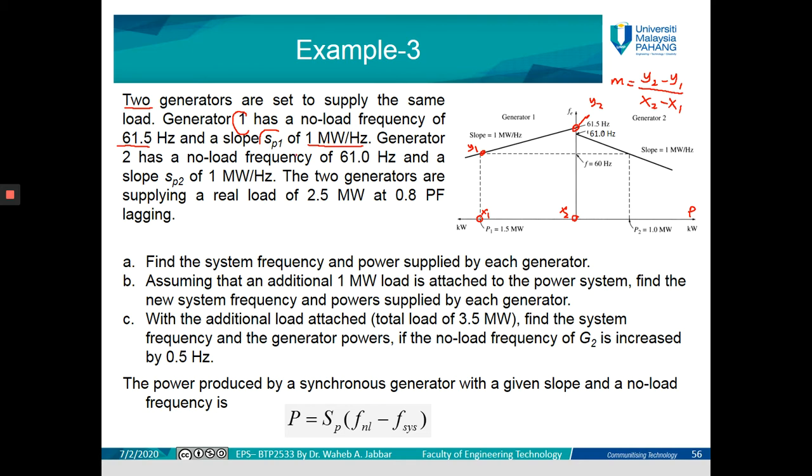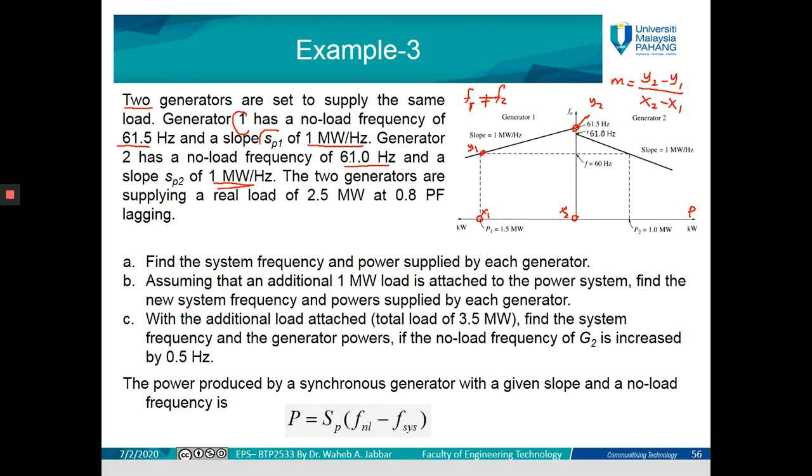Okay, generator 2 has a no load frequency of 61 hertz. So this is the no load frequency. You can see here this 61, and here we have 61.5. That means F1 does not equal F2. The frequency of the first generator is not exactly the same as the frequency of the second generator. So the second generator here has lower frequency, but the slope is the same for both. So the slope is 1 megawatt per hertz.